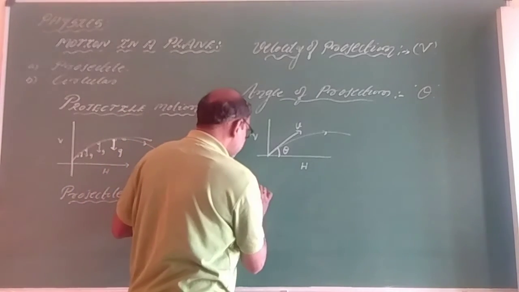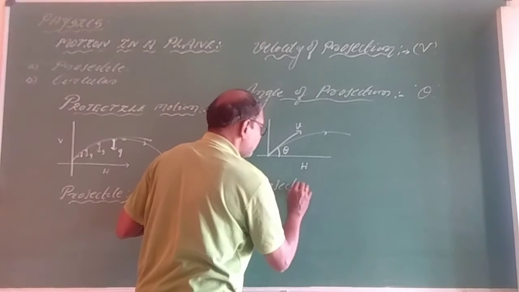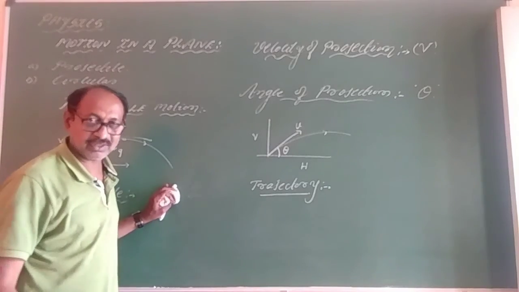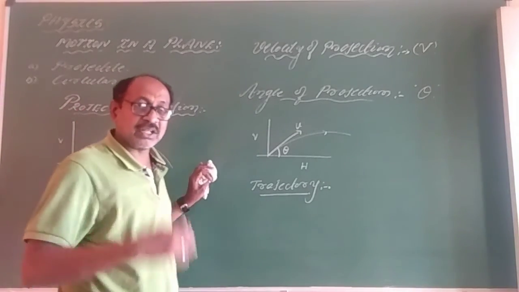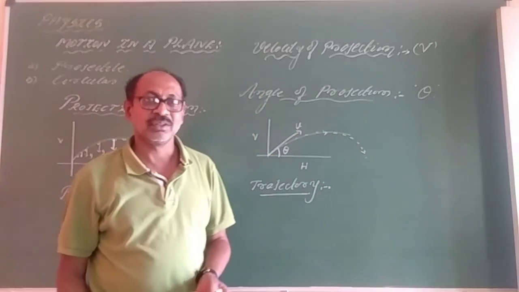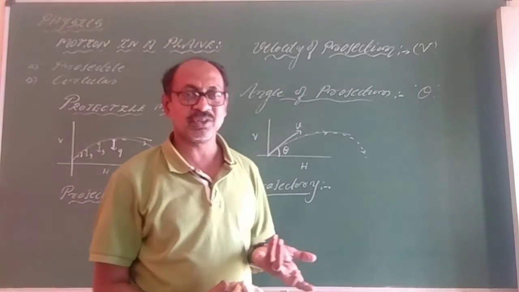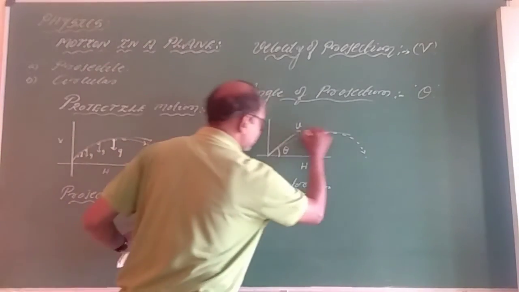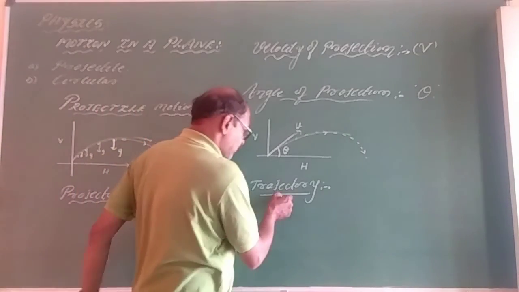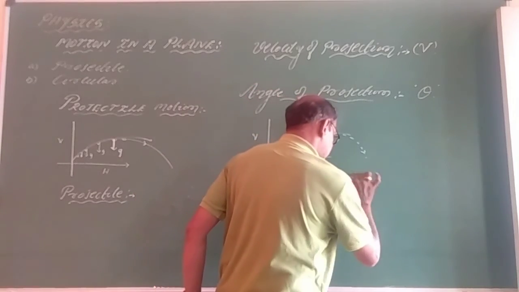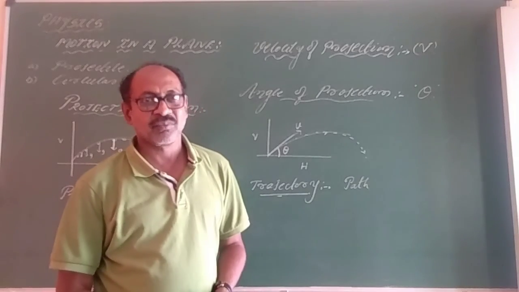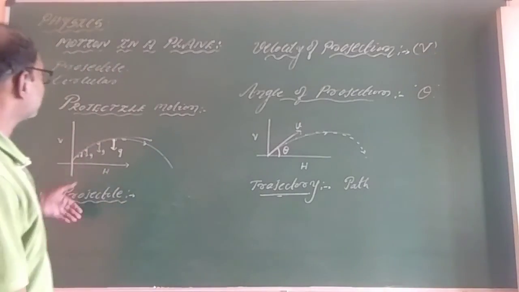Then we have another term called trajectory. What is the meaning of trajectory? A trajectory is the path followed by the projectile. This path followed is a parabolic path, and it is termed the trajectory. So these are all the definitions for the projectile.